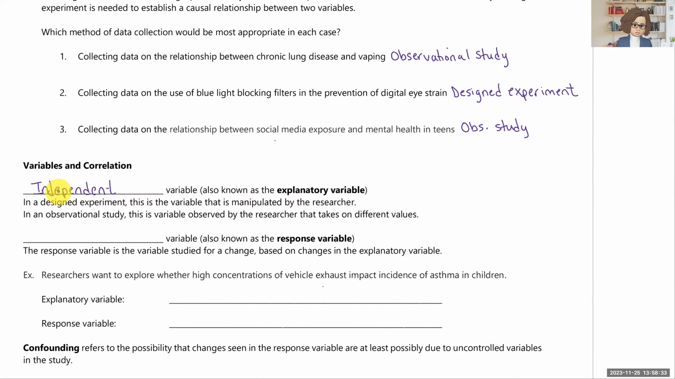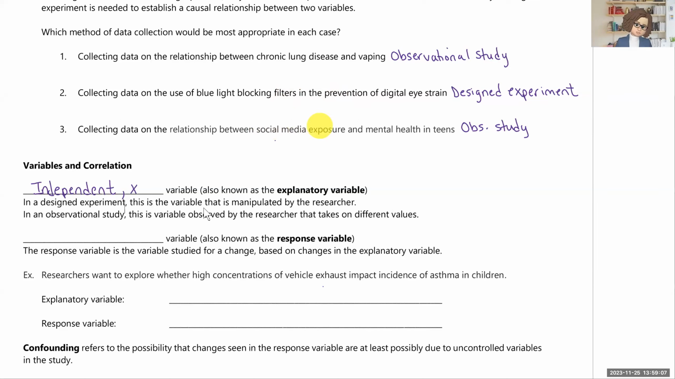And in algebra, you would be familiar with calling that the x variable. In statistics, it's also called the explanatory variable. So in a designed experiment, x, the independent variable, is the one that is manipulated by the researcher, such as having somebody wear regular glasses or blue light blocking glasses.